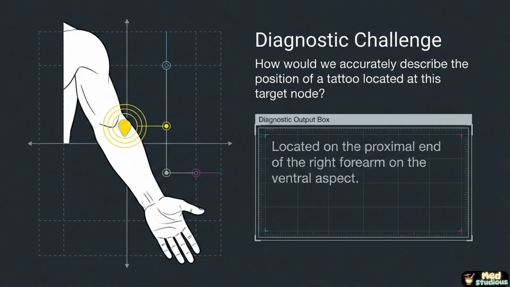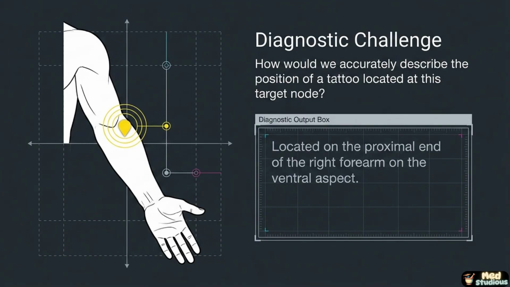Let's test your understanding with a real clinical scenario. Imagine a patient comes in with a tattoo, and you need to document its exact location in their medical record. The tattoo is located near the upper inner forearm, close to the elbow on the palm-facing surface. How would you describe this precisely? The correct clinical description would be, the tattoo is located on the proximal end of the right forearm on the ventral aspect.